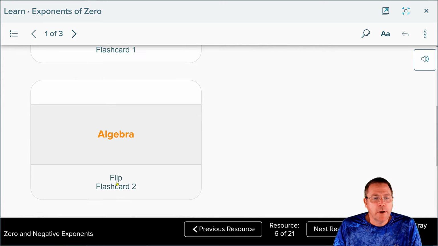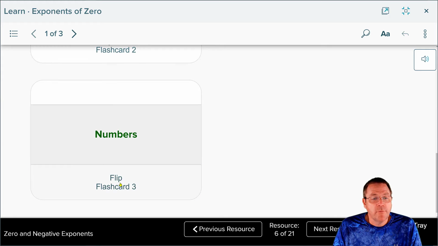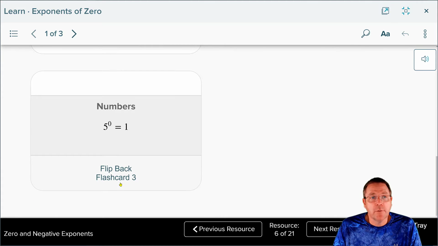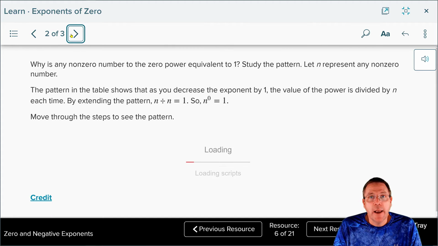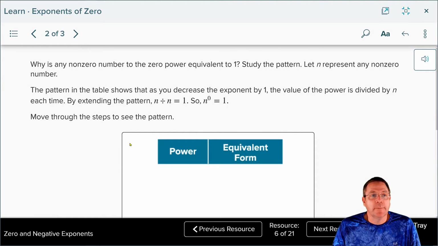If we were to take a look at it using algebra, that means x to the 0 is equal to 1, where, like I said, x cannot be equal to 0. And if you wanted to see it in numbers, 5 to the 0th power is always going to equal 1. I mean, this is one of the easiest rules in math. Not very hard at all.